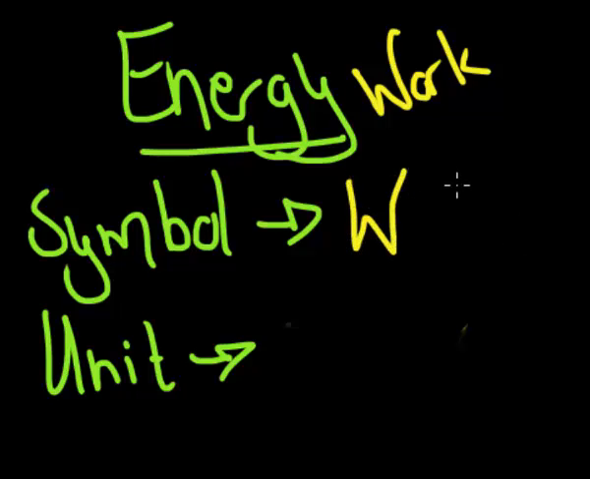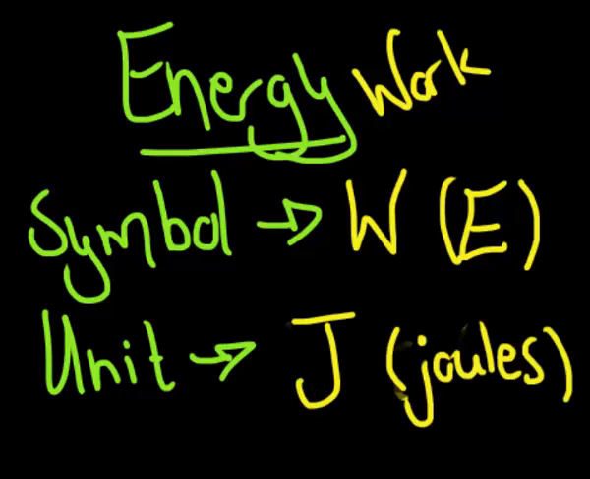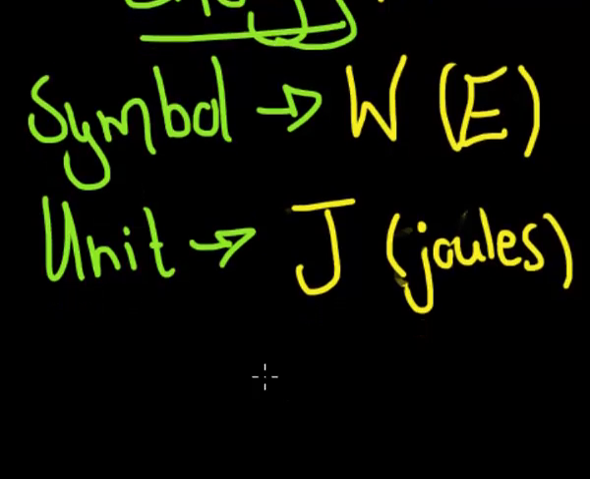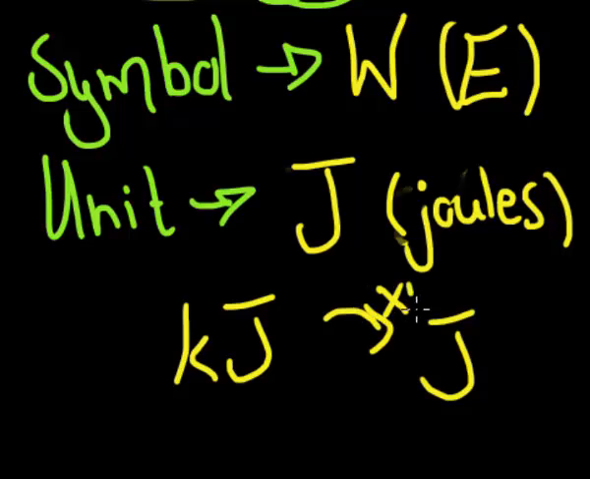Note though that sometimes textbooks do refer to a capital letter E. It just means energy, and both energy and work have the same unit, and that is a capital letter J for joules. Note though that if you were given kilojoules, you must be able to convert it to joules, and we'll do so by multiplying with 1,000.